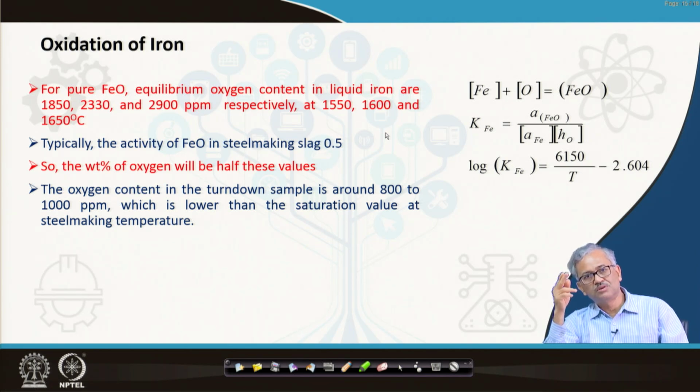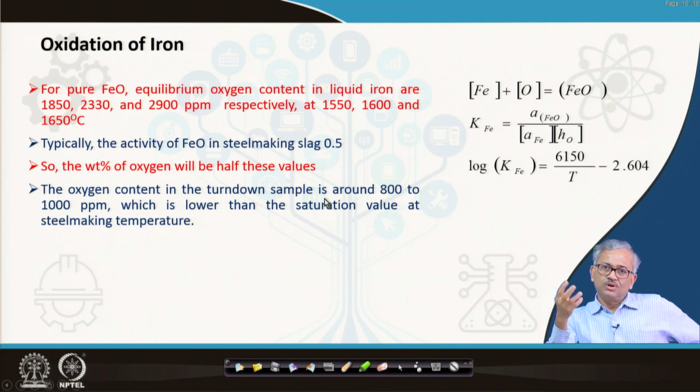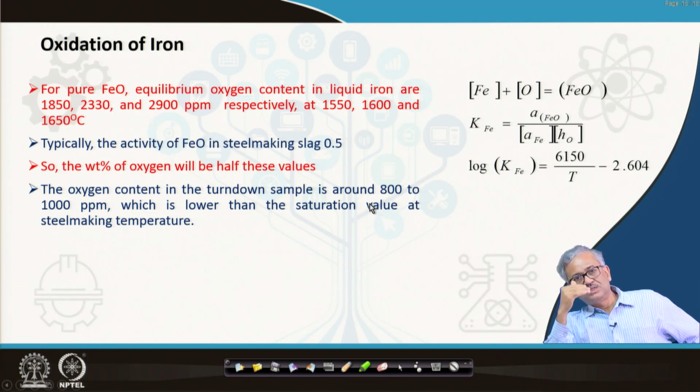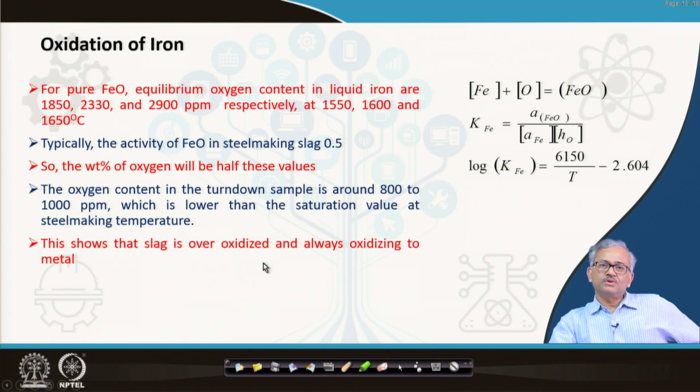As the FeO is decomposing, it is giving this dissolved oxygen, the equilibrium oxygen at the slag metal interface. That oxygen is not able to come to the interior of the bath or mix with the bath immediately because of the mass transfer limitation. That's why the turned down sample oxygen concentration appears to be less. So there is a build-up of dissolved oxygen at the slag metal interface, and that oxygen will not remain like that. It will oxidize the iron oxide to Fe2O3, a higher oxide, because of over-oxidation. So it shows the slag is over-oxidized.